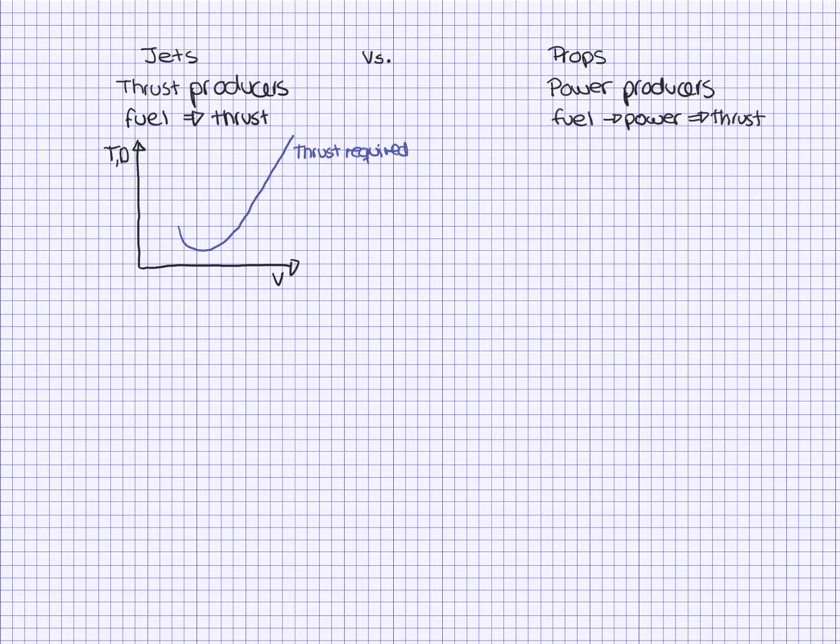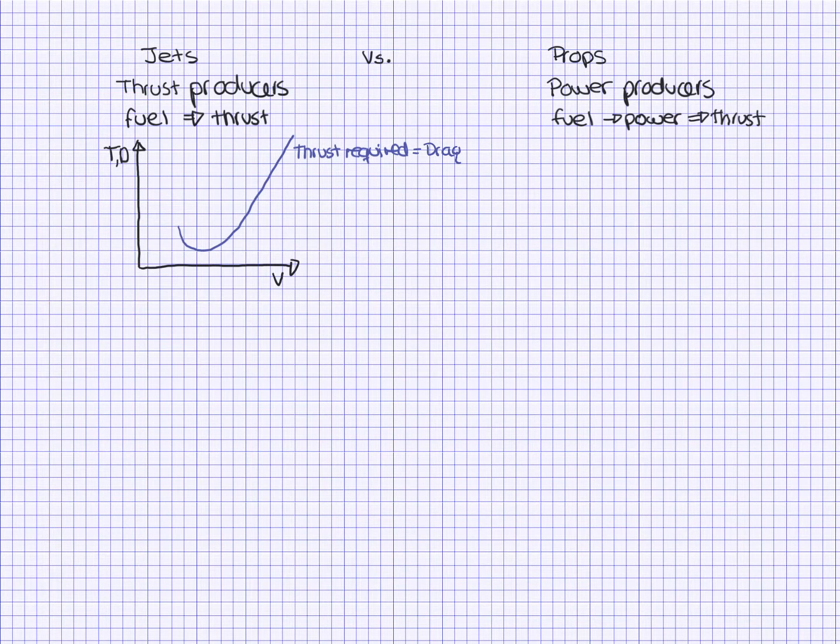If you look at this graph, the thrust required curve looks the same as something we just studied, and that is drag. So thrust required is the same as drag. The meaning of thrust required is that it is the minimum amount of thrust required to overcome drag to maintain level flight at a different airspeed.